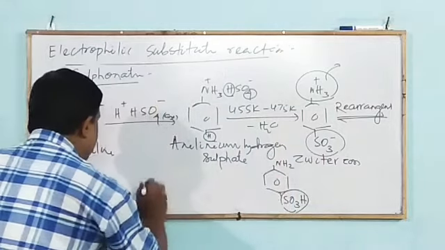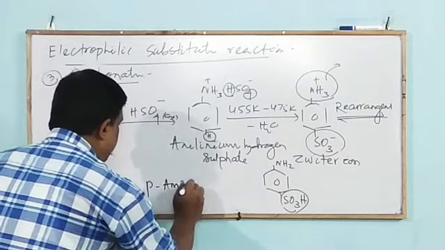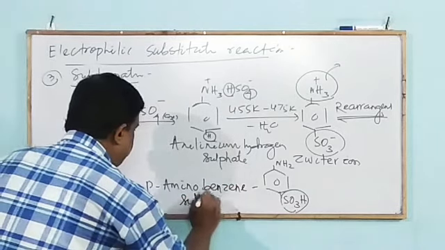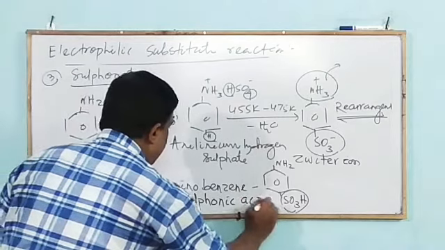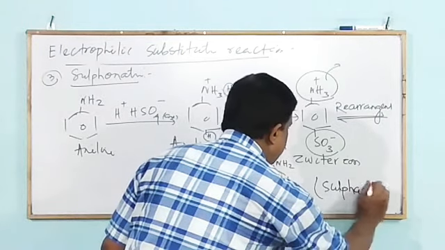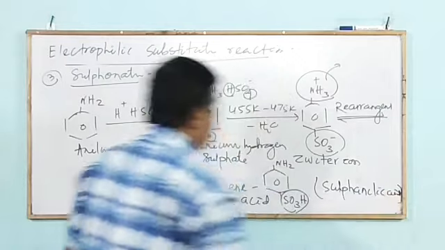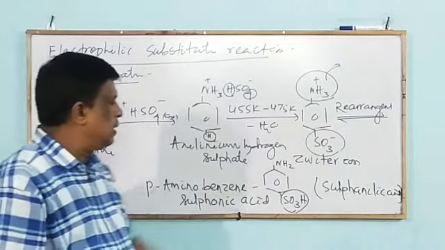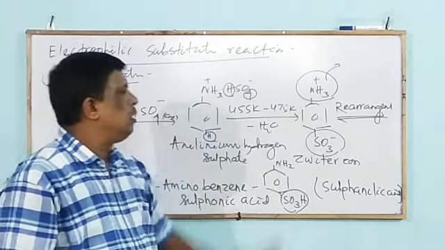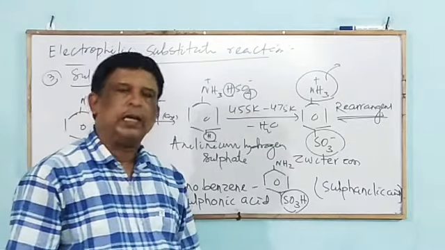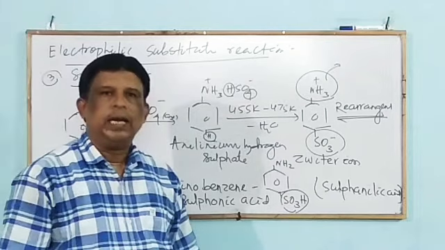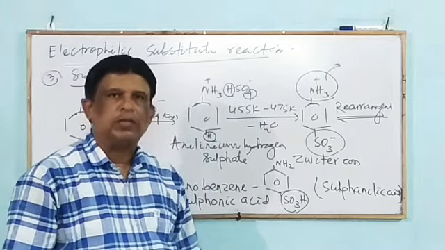Its name is para-amino benzene sulfonic acid, or sulfanilic acid. It is the Zwitter ion. I repeat again, both an acidic group and a basic group are there in ionic form, which rearranges to form sulfanilic acid. It is all about the electrophilic substitution reaction.